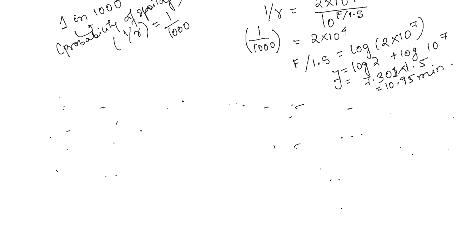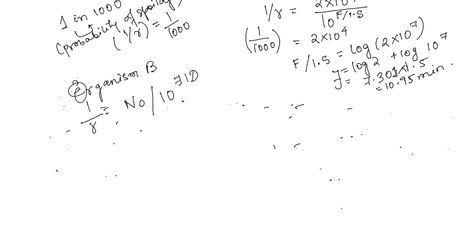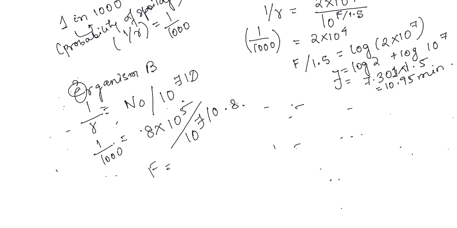For the second probability, that is for organism B, the same formula will be applied: 1 by R is equal to N0 by 10 to the power F by D. Same formula will be applied with 1 by 1000. Here your N0 will differ as 8 into 10 to the power 5 divided by 10 to the power F by D. F is not known here, and D we have 0.8 minutes. When you solve this numerical the same way, you will get F is equal to 7.12 minutes.